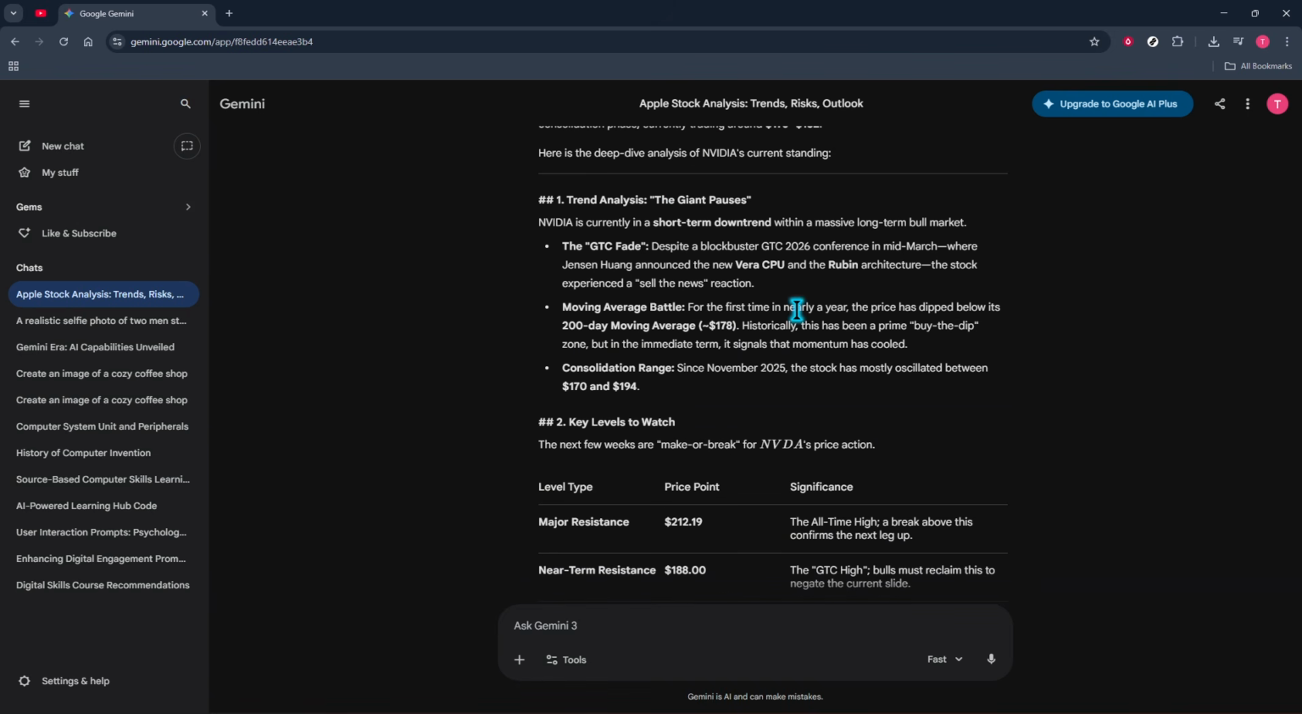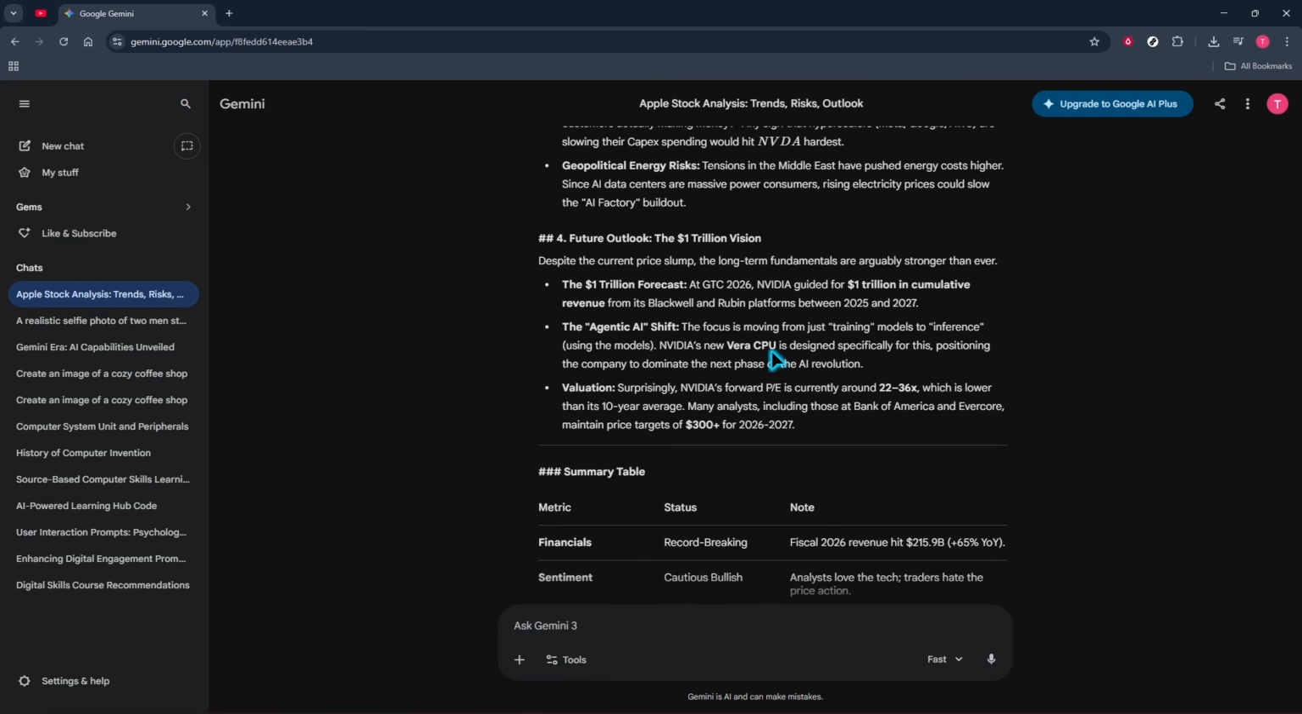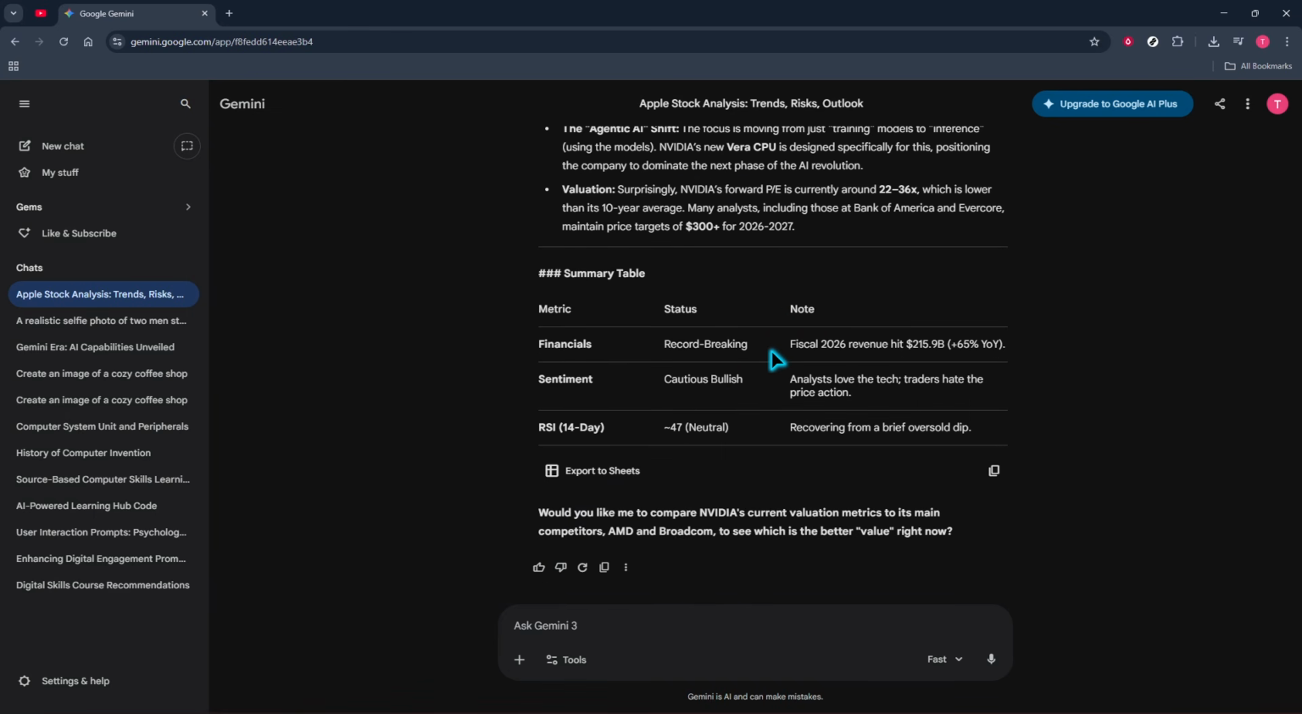And finally, remember, Gemini is not a financial advisor. Always double-check data and treat it as a research companion, not a final decision maker.